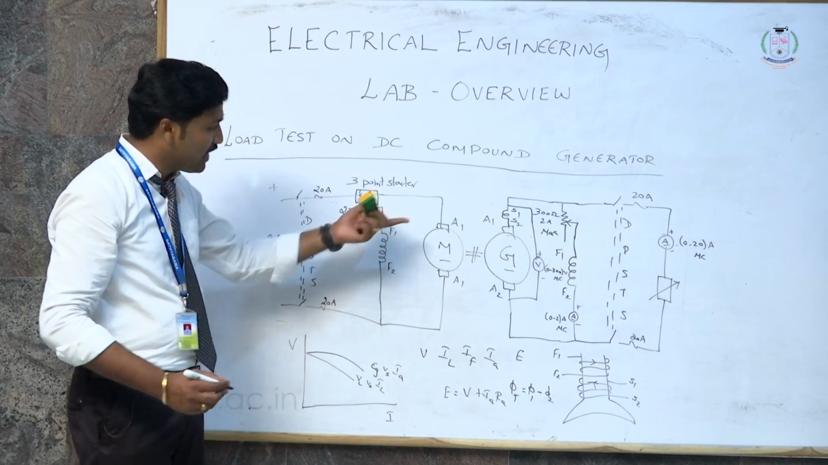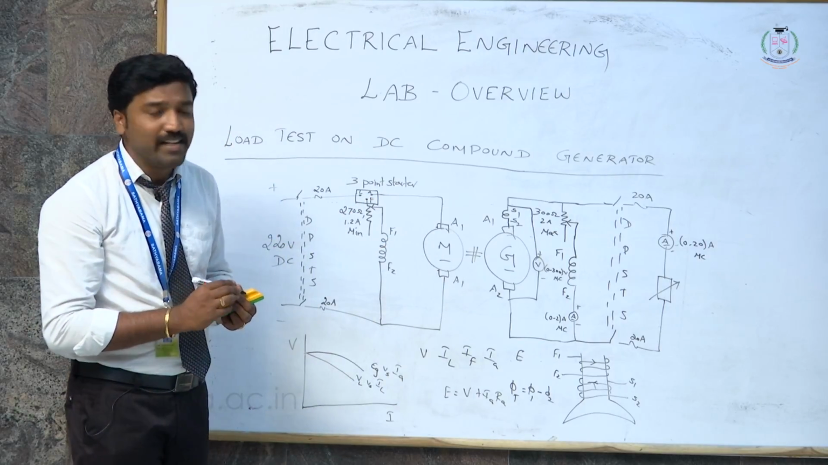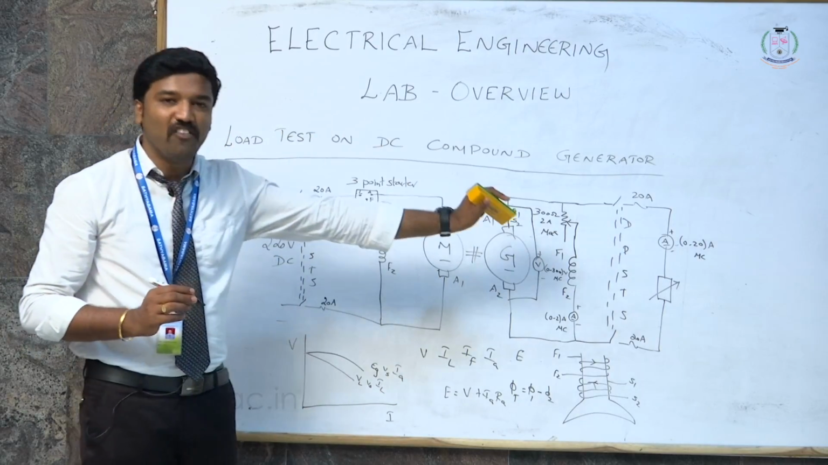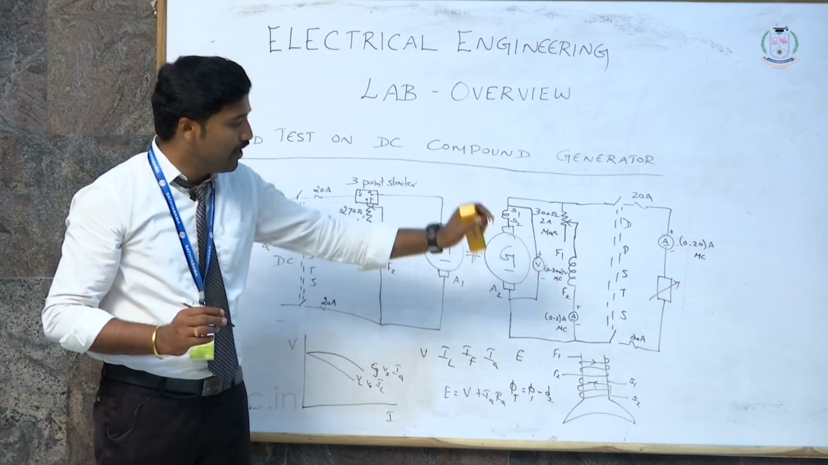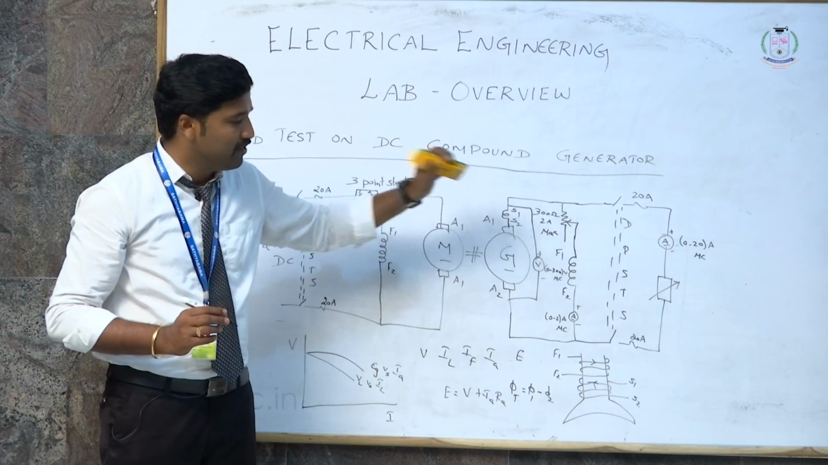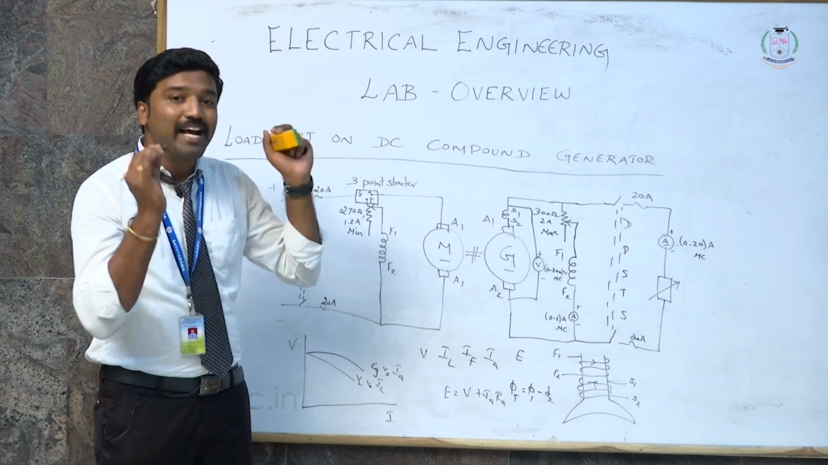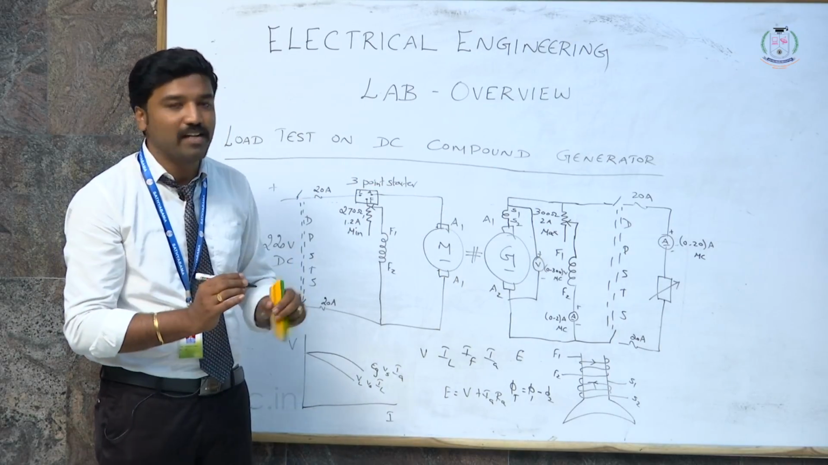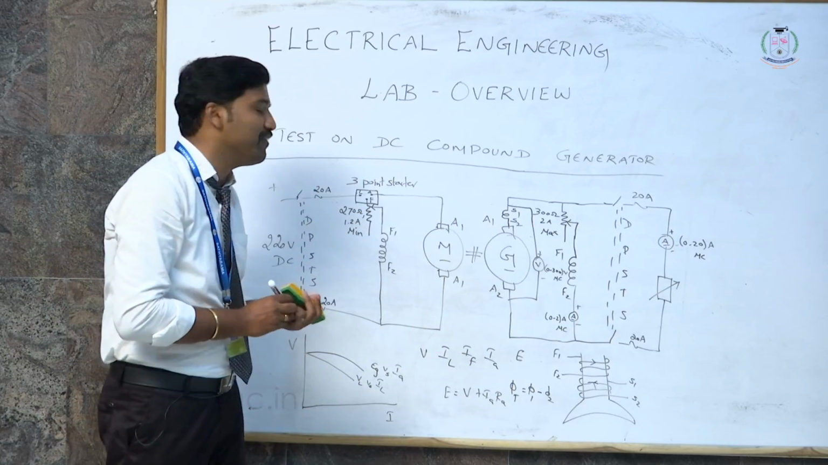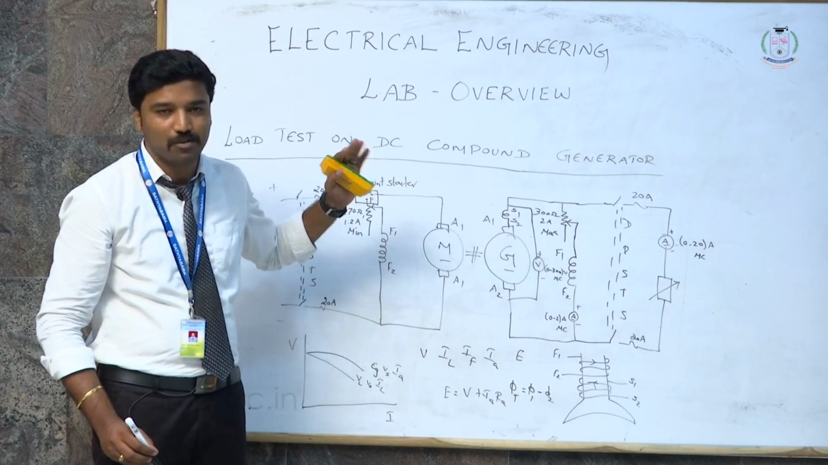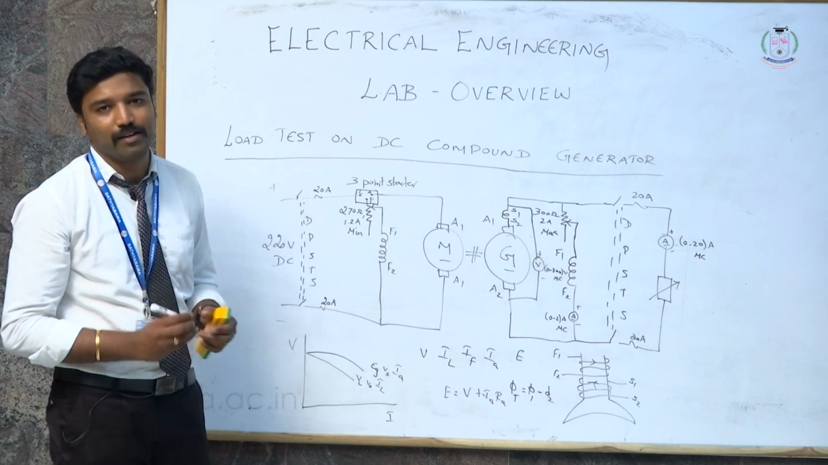The graph is the same, because we have not altered anything. Our aim is to check the performance of the generator according to your load. So the load remains the same, the meters and everything remain the same. Only the inside connection of your generator is going to vary. In the previous case there is no series field winding. For this case we have the series field winding, which we have added with S1, S2. Obviously your connection and the graph remain the same.